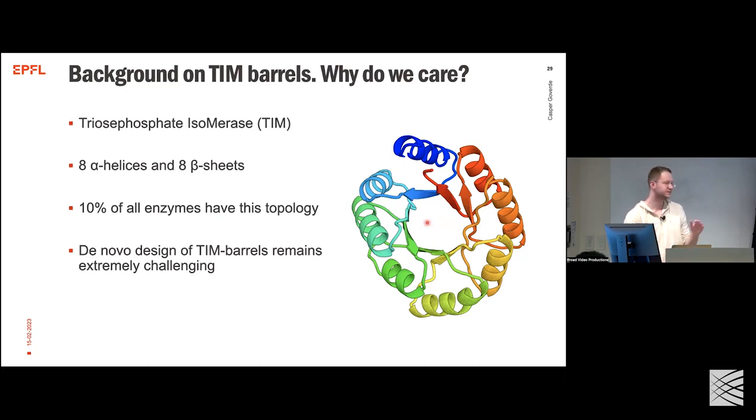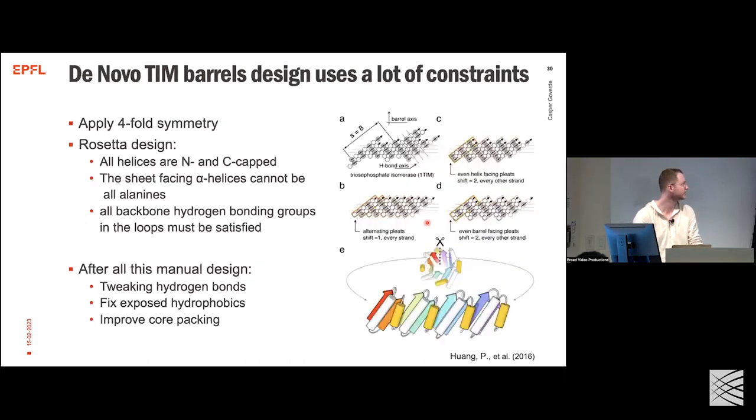But the design of these TIM barrels, traditionally before deep learning methods, has been extremely challenging. For 25 years, people have been trying to design a TIM barrel, but only in 2016 was there some success, by Po-Ssu Huang. The way he did it was to apply fourfold symmetry to the TIM barrel.